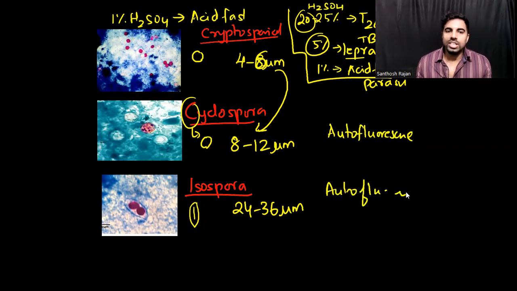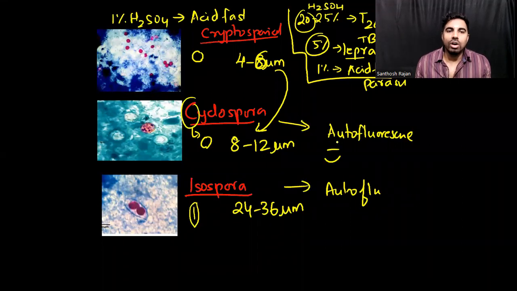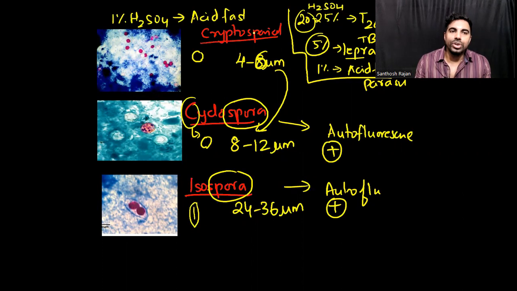So autofluorescence is seen only in Cyclospora and Isospora. It is not seen in Cryptosporidium. So these two spora will shine. These two spora, again, are not Cryptosporidium. Okay.